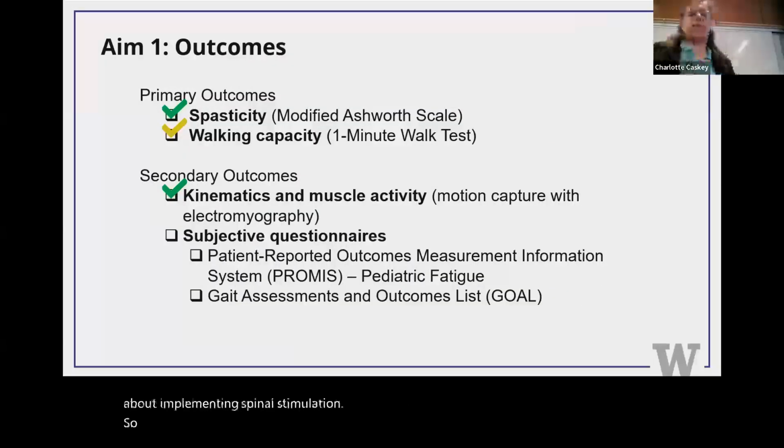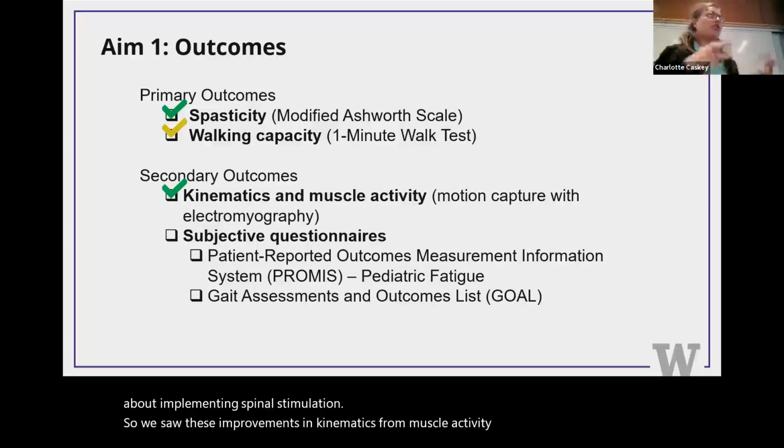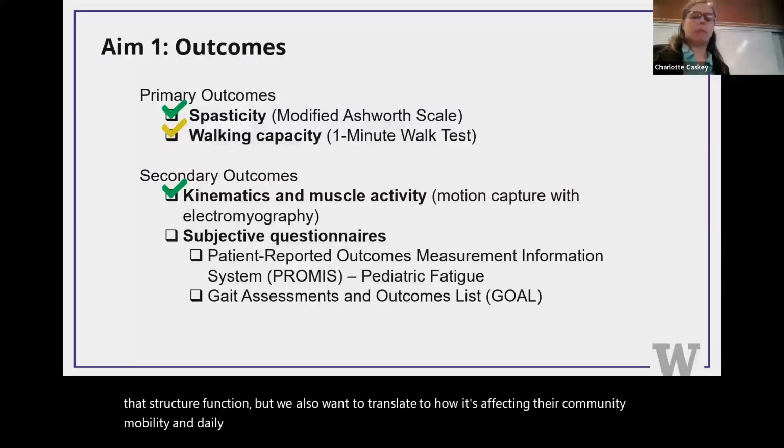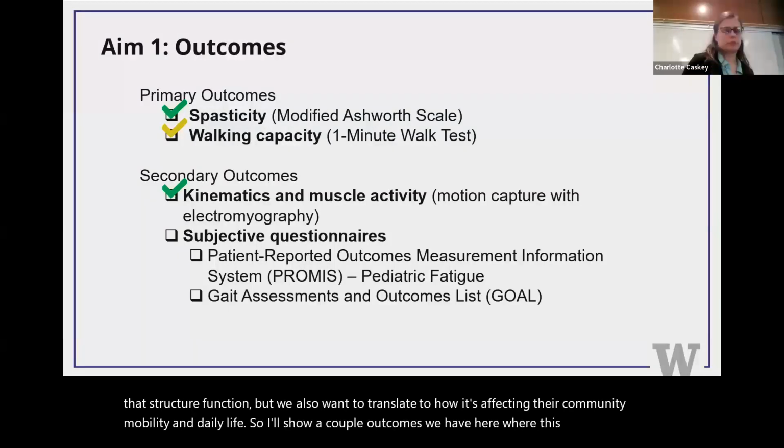So we saw these improvements in kinematics and muscle activity, which gets a little bit more at that structure function, but we also want to translate to how it's affecting their community mobility and daily life. So I'll show a couple outcomes we have here, but this work is ongoing for us.